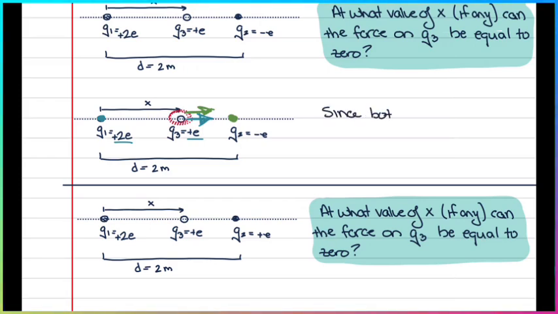So since both point in the same direction, I'm going to be very hard pressed to figure out a way to add them together and yet have them add up to 0, unless they both happen to be 0, which we know is not the case. So there is no x between the charges.